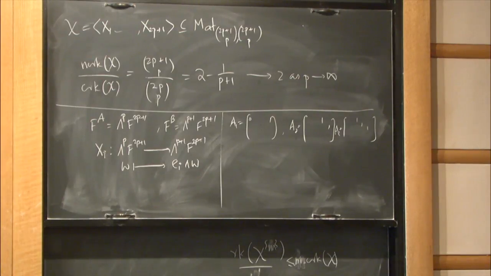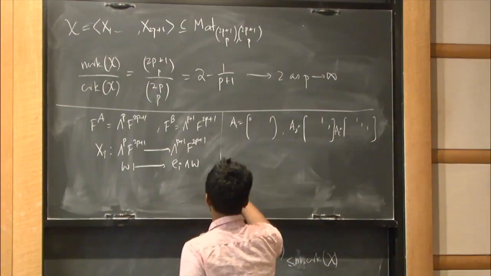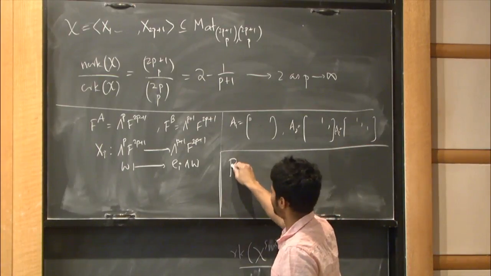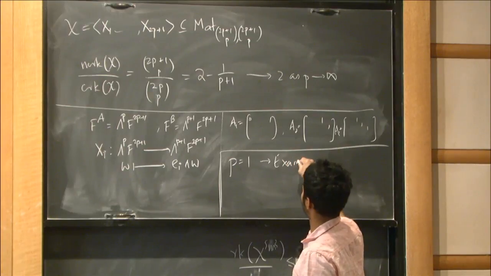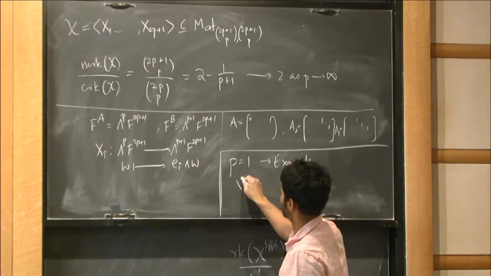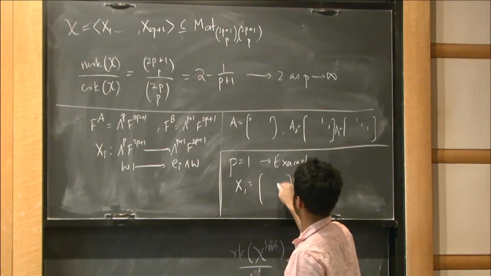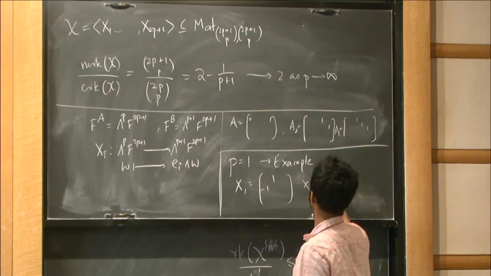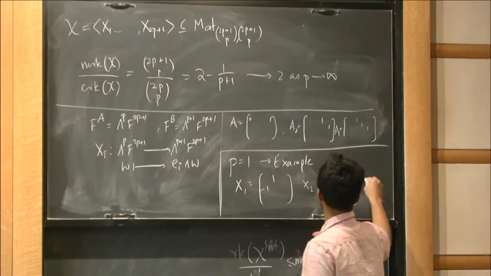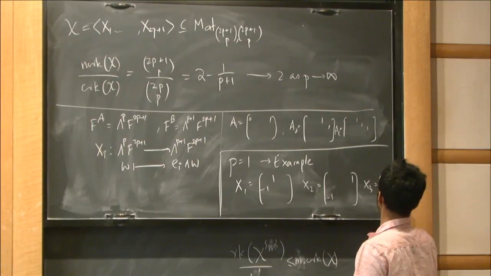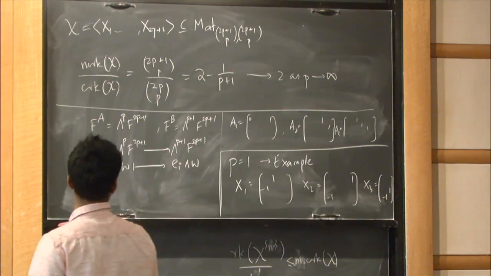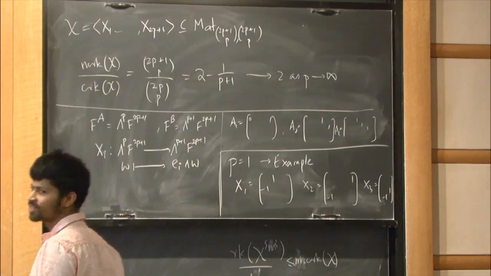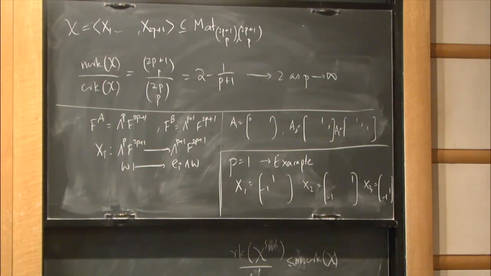Now, when p is equal to 1, it's that example from the beginning, where x1 is something like this, x2 is something like this, and x3 is something like this. And that is also equal to 2 minus 1 over 2, which is the 3 by 2.